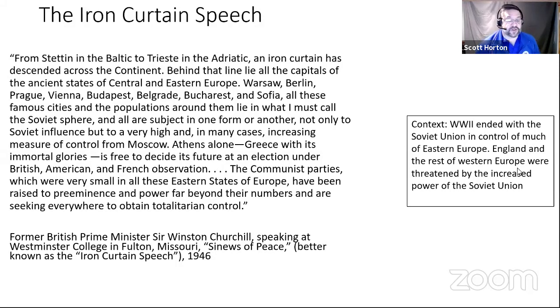This is a speech by Winston Churchill, who was the Prime Minister of England throughout most of World War II. And the background of this, the context, as you can see on the right-hand side there, World War II ends with the Soviet Union in control of much of Eastern Europe. They had liberated Eastern Europe during World War II, and of course they chose not to go home at that point. They remained in those countries like Czechoslovakia, the eastern part of Germany, Poland, etc. England and the rest of Western Europe were threatened by the increased power of the Soviet Union. And Churchill actually is concerned about this even during the war, that if the Soviets were to liberate Eastern Europe, they might not leave. So this is not something that probably surprised Churchill too much.